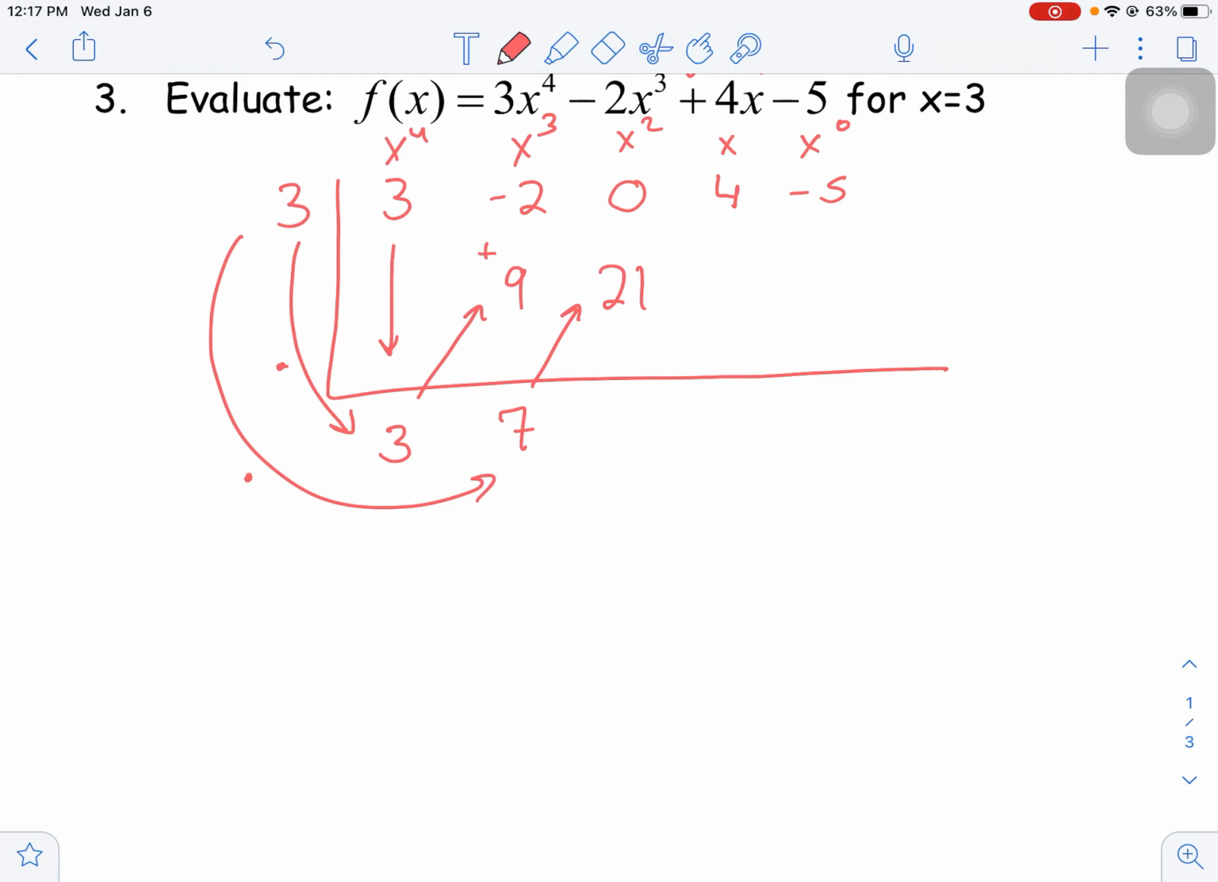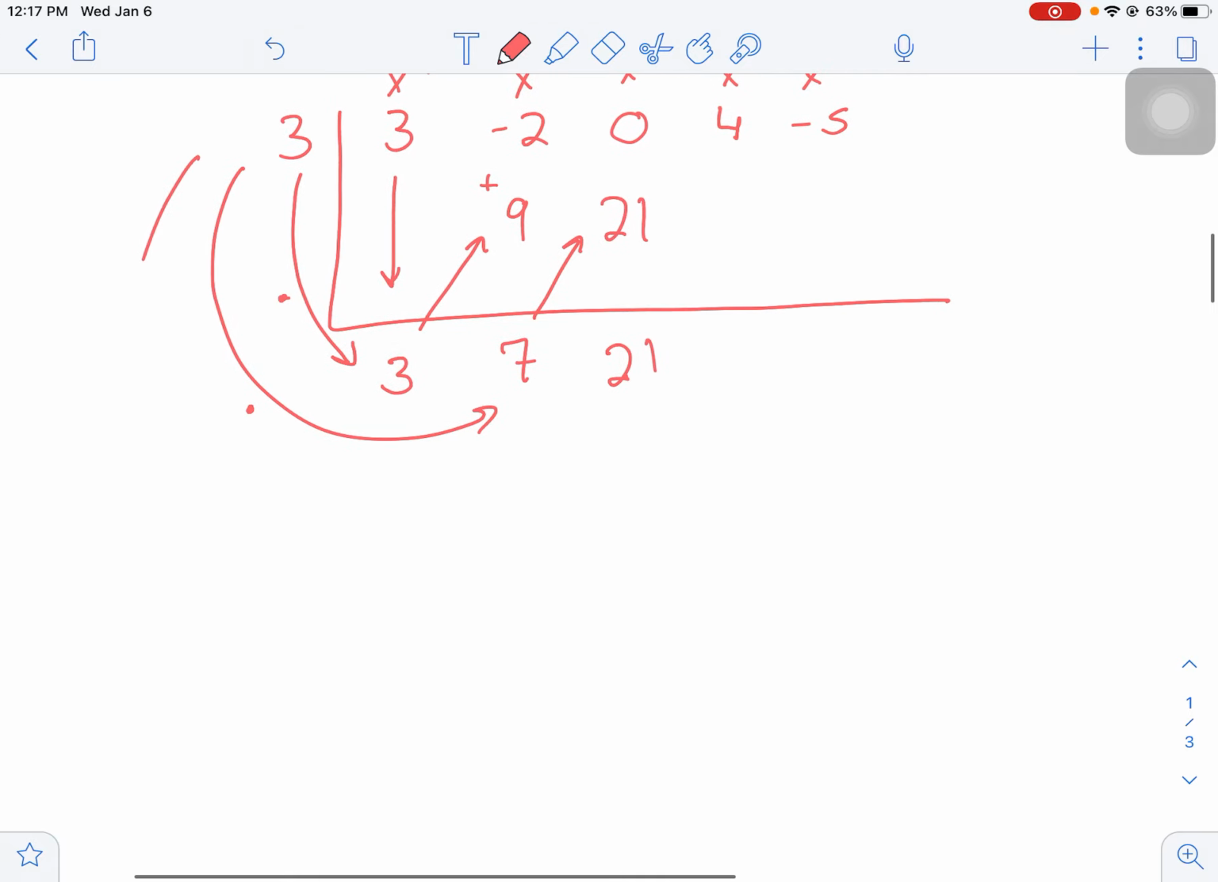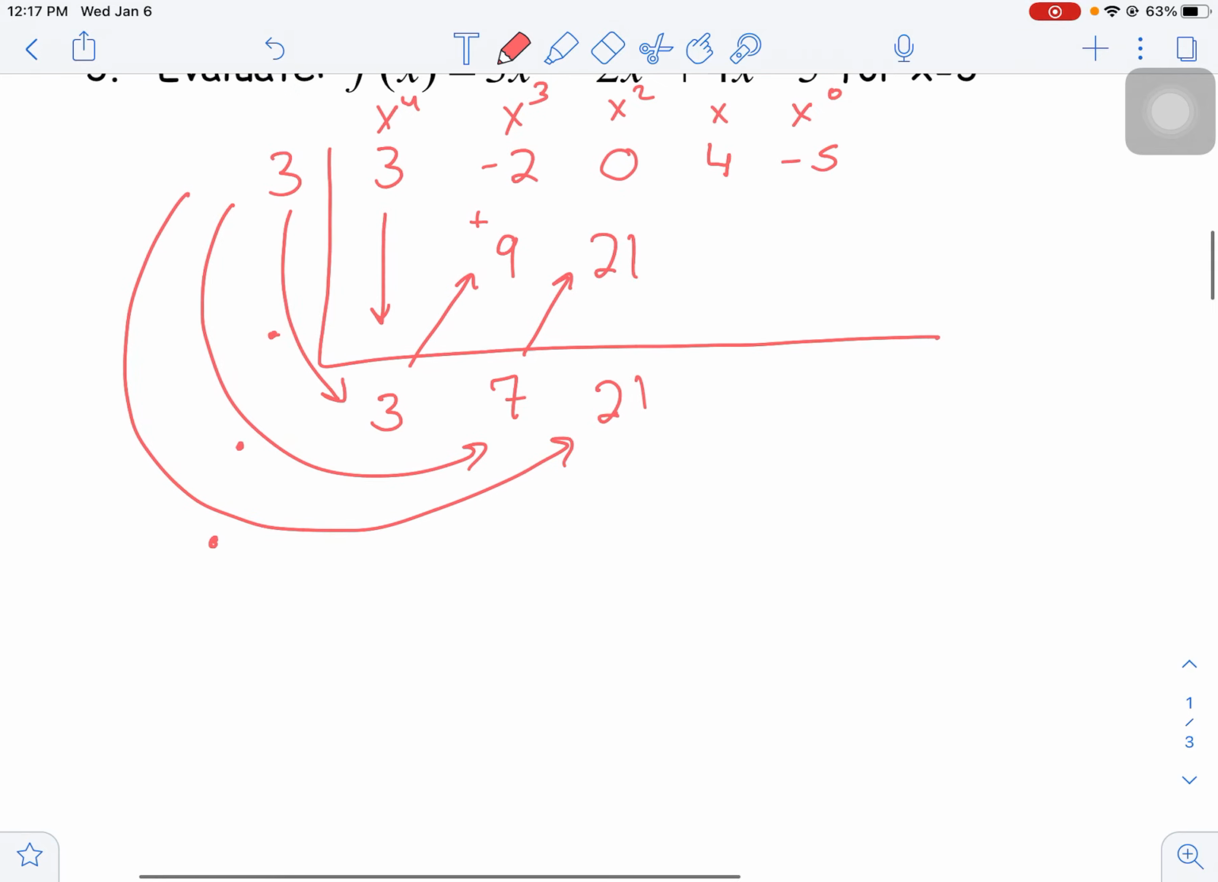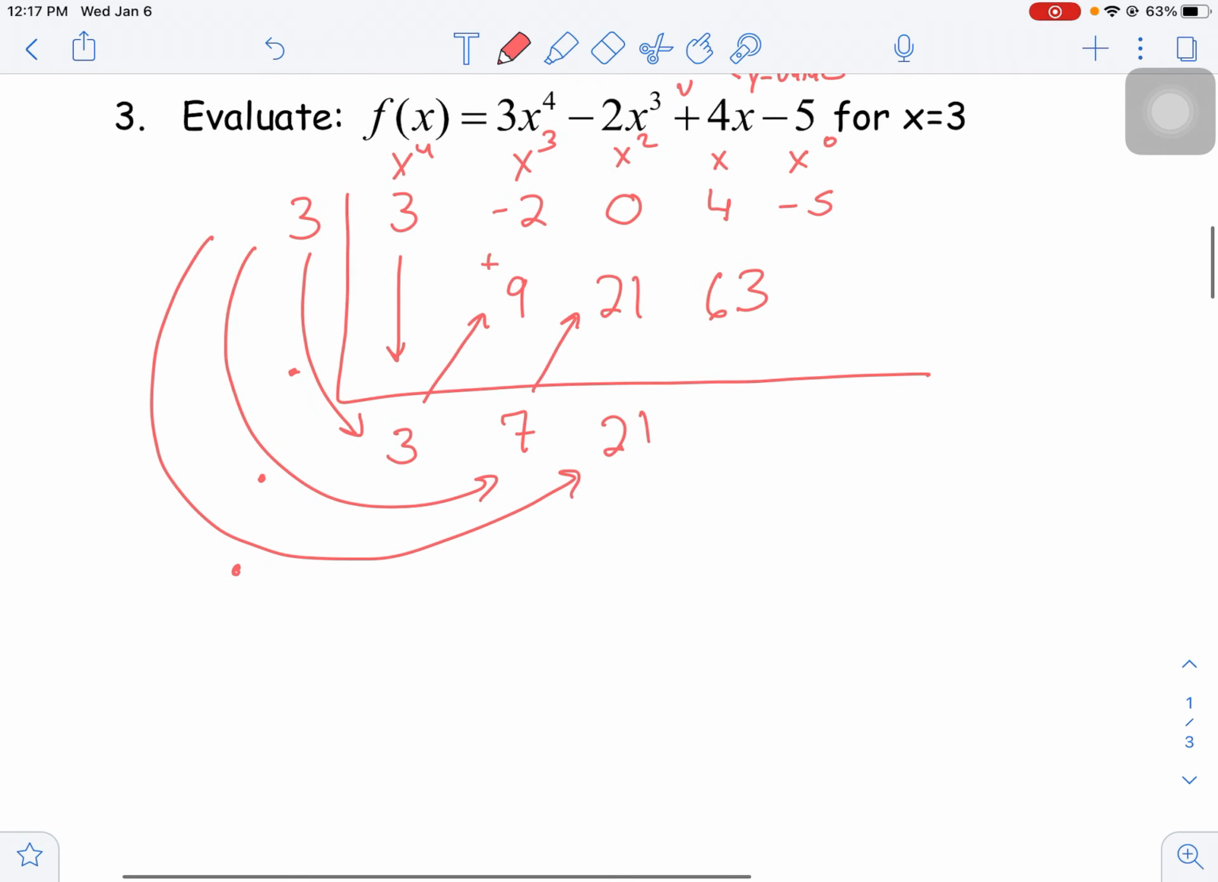And then you add down again. So that's going to give us positive 21. So then you take 3 and you multiply again, which is going to give us 63. And you're going to add down again, which that is going to give us 67.